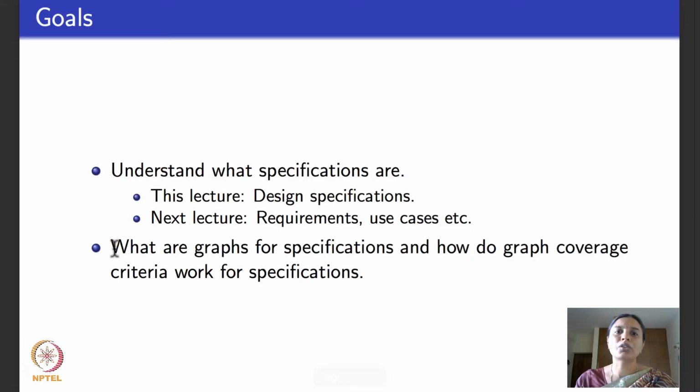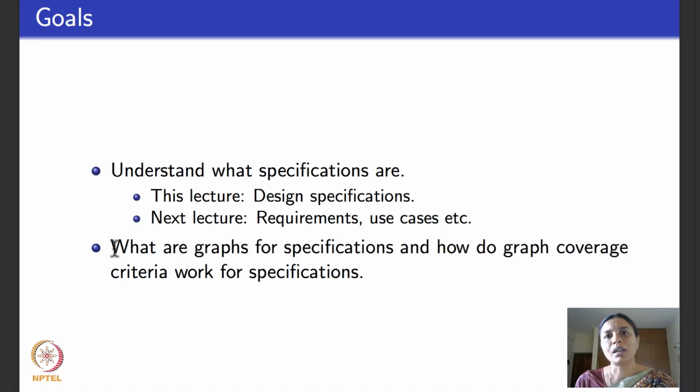design, that is interaction and interfaces between modules. Now we'll move on to requirements on design. So what we will see in this module and in the next module is somewhere between design and specifications, and see how graph criteria apply to test these also. So we will understand what specifications are. The focus of this lecture will be specifications that actually talk about design itself.